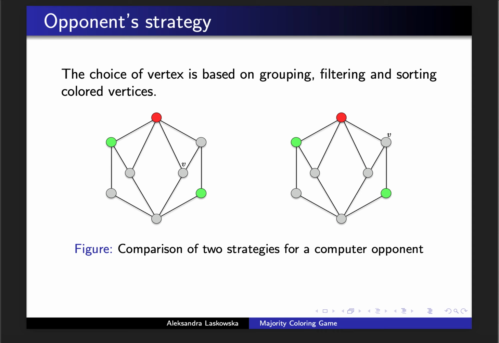So speaking of an opponent strategy, let's compare two algorithms. So on the right side graph, an opponent would choose this vertex V, to color it red, and this choice will lead indeed to create one monochromatic edge, right, this one, but also one good edge like this one.